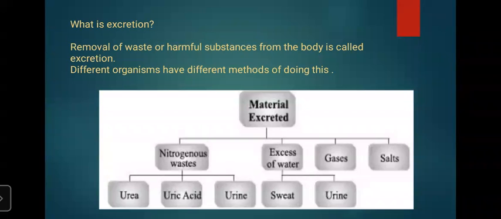Unicellular means made up of only a single cell. Like amoeba, paramecium, euglena, hydra, these are unicellular organisms. Multicellular means organisms made up of many cells. Multi means many, so they are called multicellular organisms. The process of excretion in unicellular organisms is simple, because they directly eliminate waste material across the cell surface. But in multicellular organisms, the mechanism is a little bit complex.